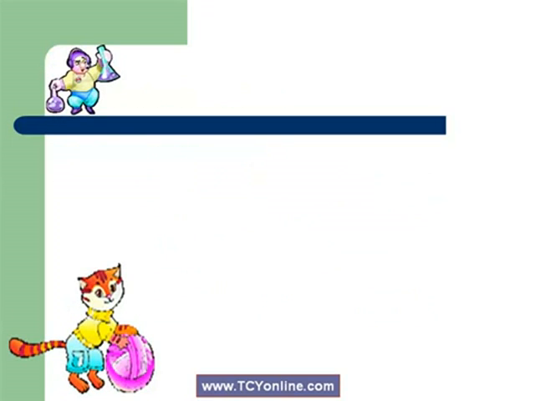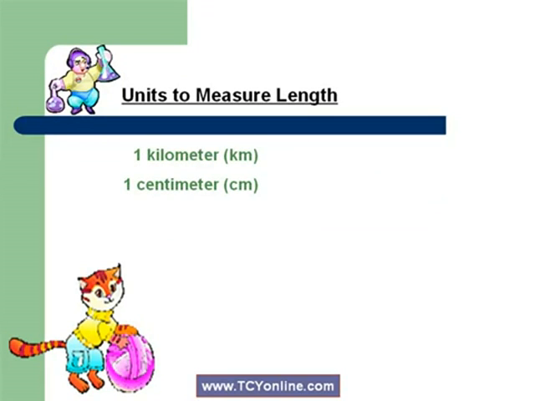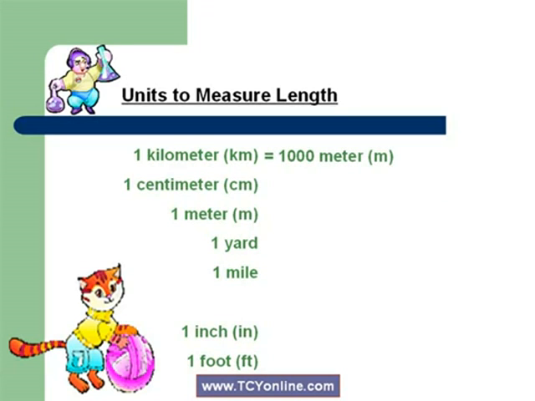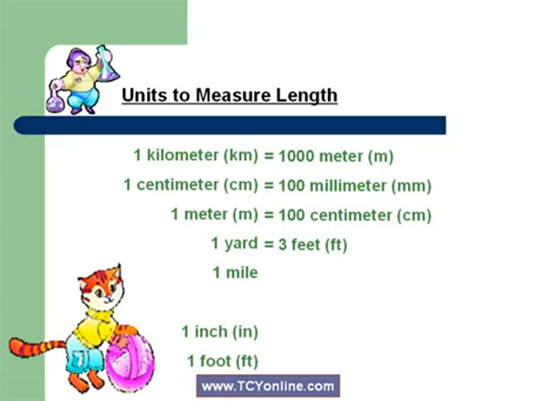Now let's look at different units used to measure length. First is kilometers, then centimeters, then meters, yards, miles, inches and foot. We know that 1 kilometer is equal to 1000 meters, while 1 centimeter is equal to 100 millimeters. 1 meter is equal to 100 centimeters. 1 yard is equal to 3 feet, while 1 mile is equal to 1760 yards.